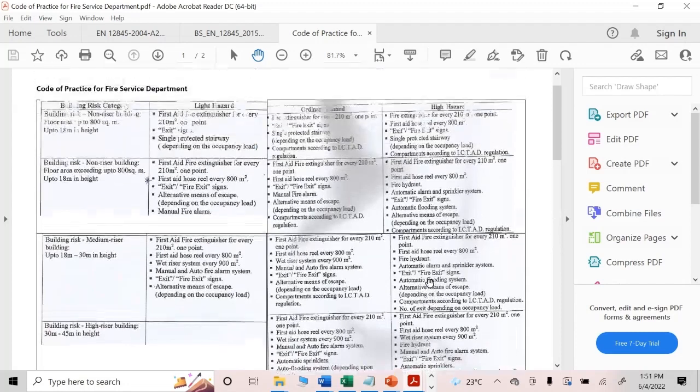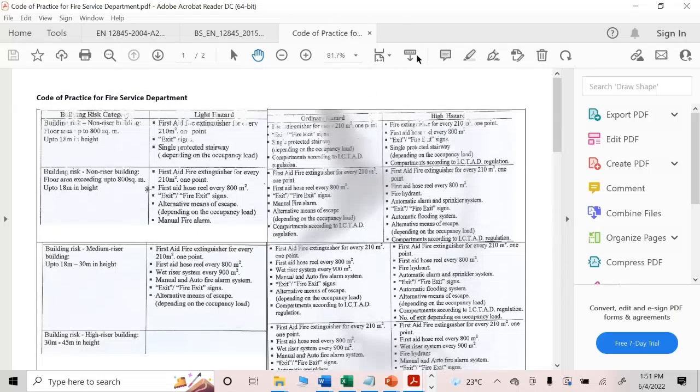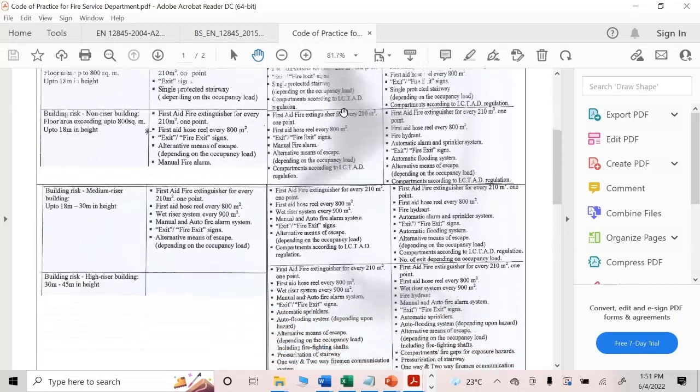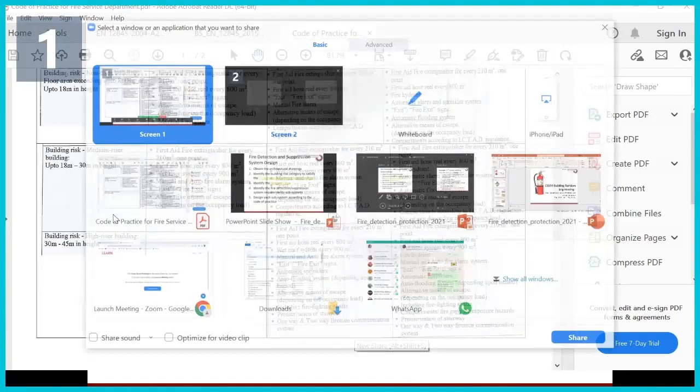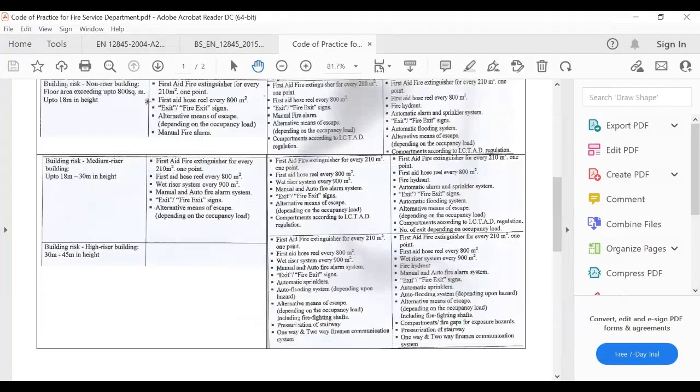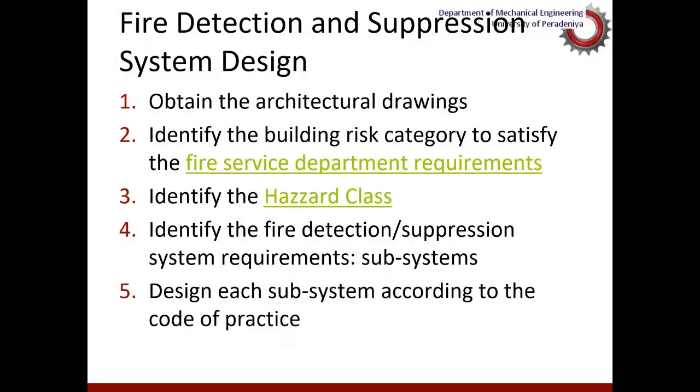So depending upon the hazard class of that building and the requirements of the fire service department, you can start your design. You can identify what type of components are required in your system, and then accordingly you can do the design. So that is how fire systems are designed. You identify the hazard class, then identify the requirements, what kind of subsystems are required, and then according to the international standards and codes of practice, we can design each and every subsystem.